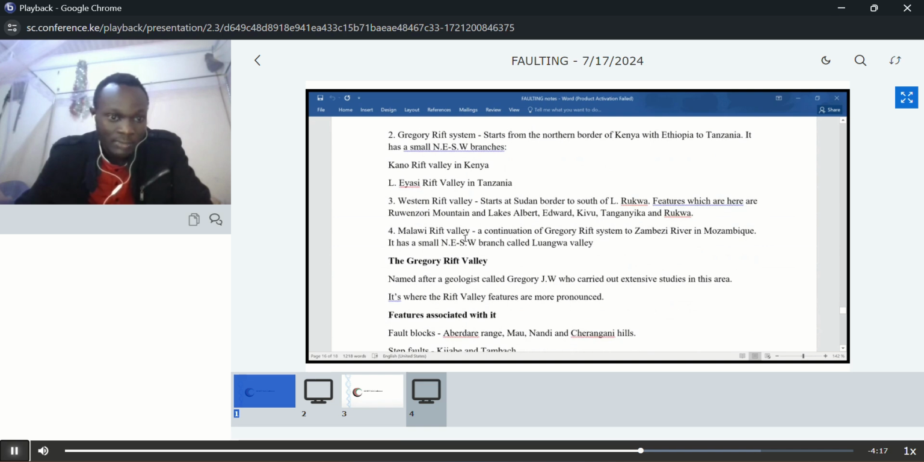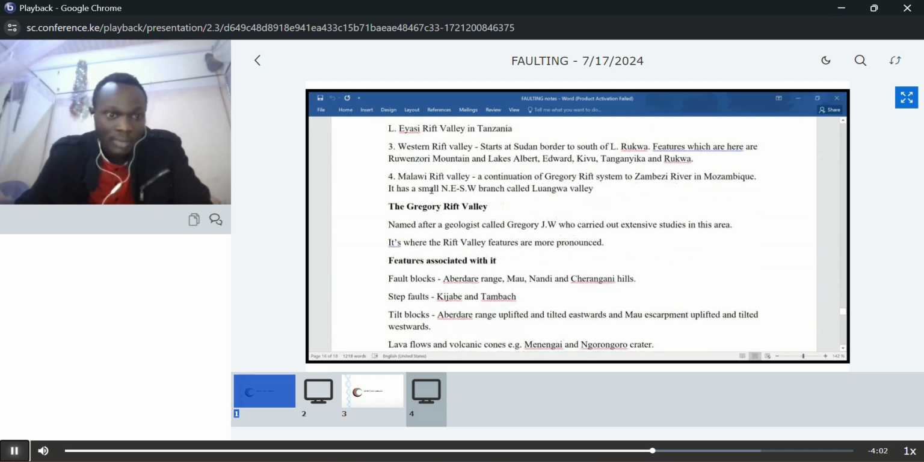We have the Western Rift Valley, from the Sudan border to south of Lake Rukwa, and features which are here are Mount Rwenzori and Lakes Albert, Edward, Kivu, Tanganyika and Rukwa. We have the Malawi Rift Valley, a continuation of the Gregory Rift system to the Zambezi River in Mozambique.